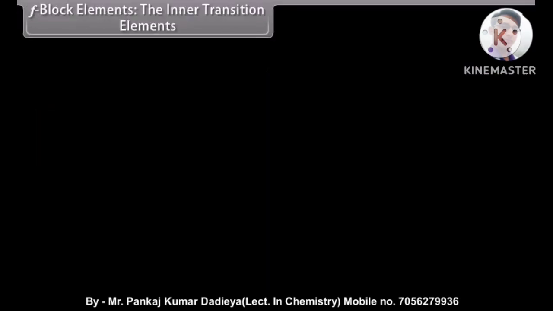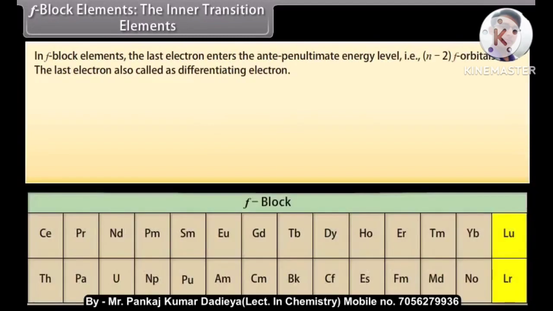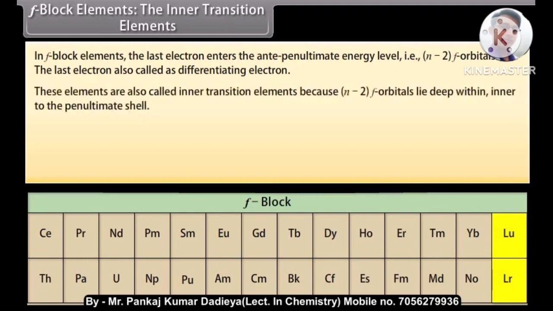F-block elements. The inner transition elements. In F-block elements, the last electron enters the antepenultimate energy level, that is (n-2) f orbitals, where n can be 6 or 7. The last electron is also called the differentiating electron. These elements are also called inner transition elements because (n-2) f orbitals lie deep within, inner to the penultimate shell.